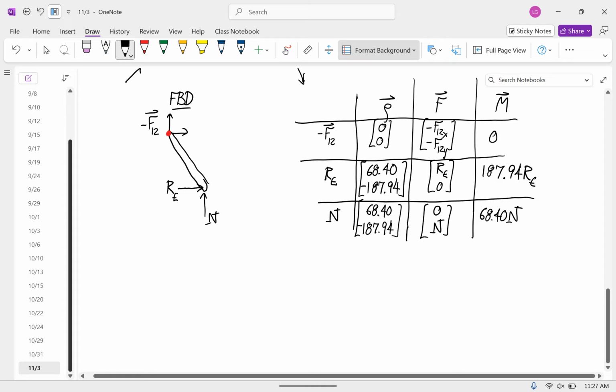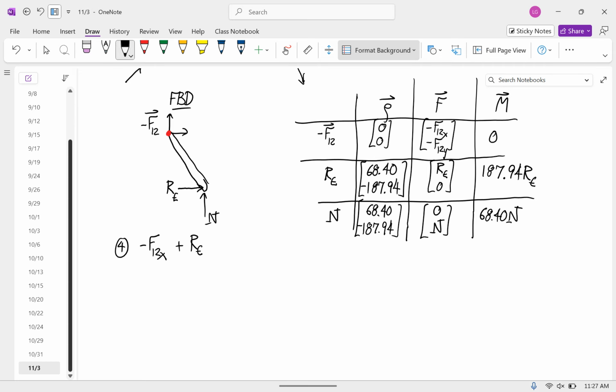And so equation 4 says negative F12x plus RE is equal to 0. Equation 5 says negative F12y plus N is equal to 0. And equation 6 says 187.94 RE plus 68.40 N is equal to 0.